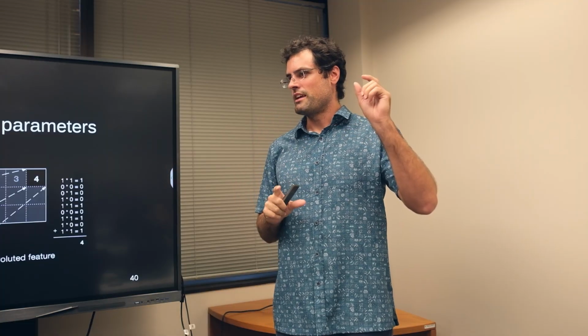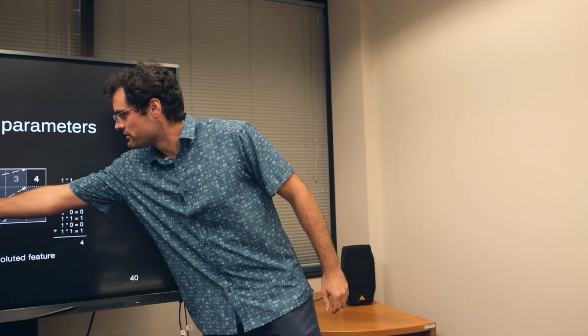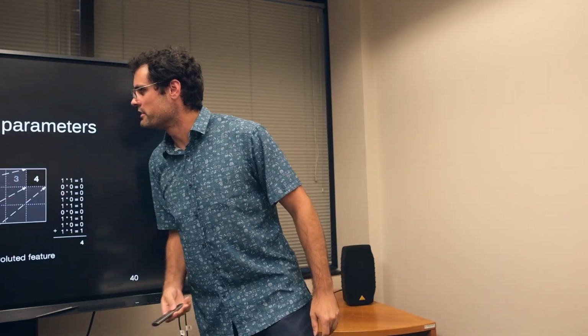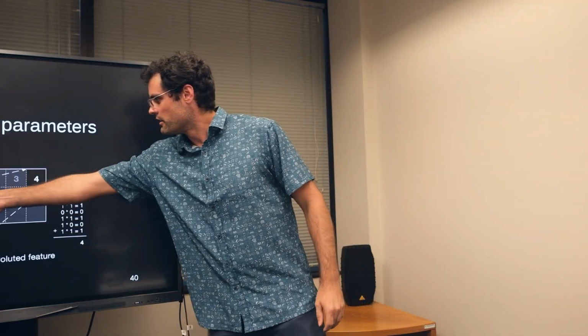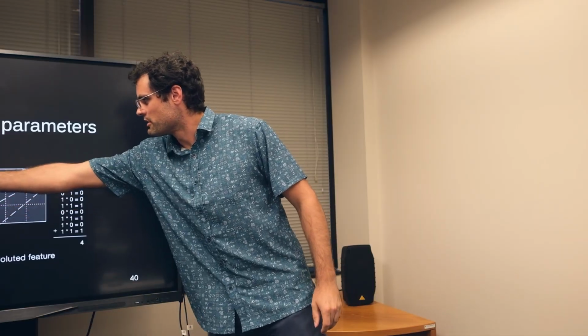And then we take each parameter. So this 1 would be paired up with that 1 in the top left corner. The 0 will be paired up with the 0. This 1 will be paired up with the 0 there.